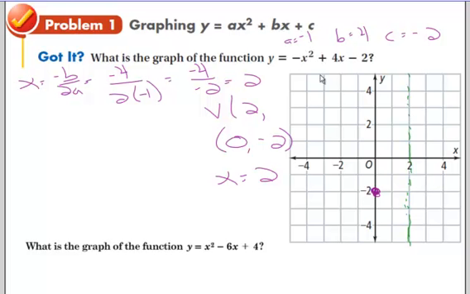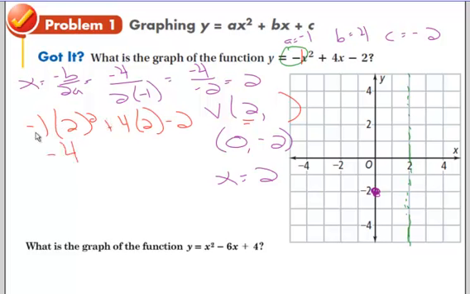Second item, I want to make sure I understand that the a value is less than 0. So it's going to open down of some sort. Let's find out where it's going to start. That means I'm going to take this x value of 2 and plug it in so I can find the y value. So negative 1, I'm going to treat this negative sign as negative 1, times 2 squared, plus 4 times 2, minus 2.